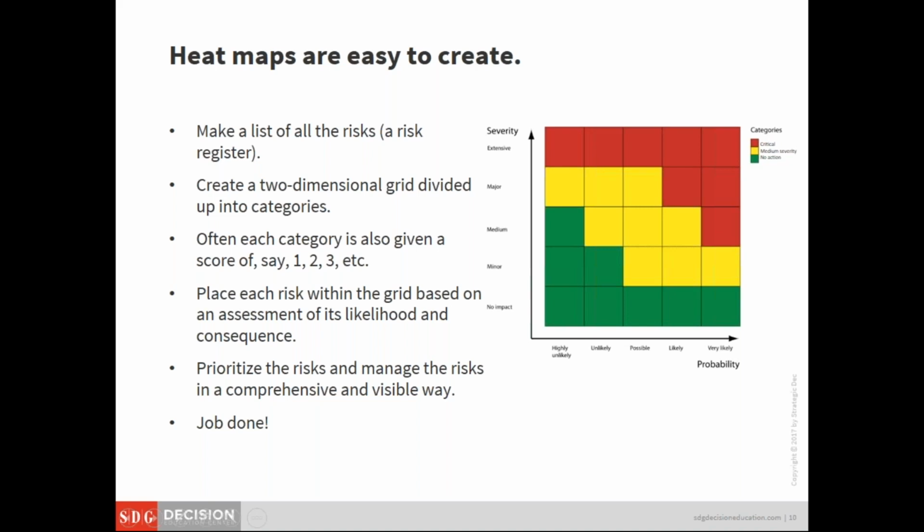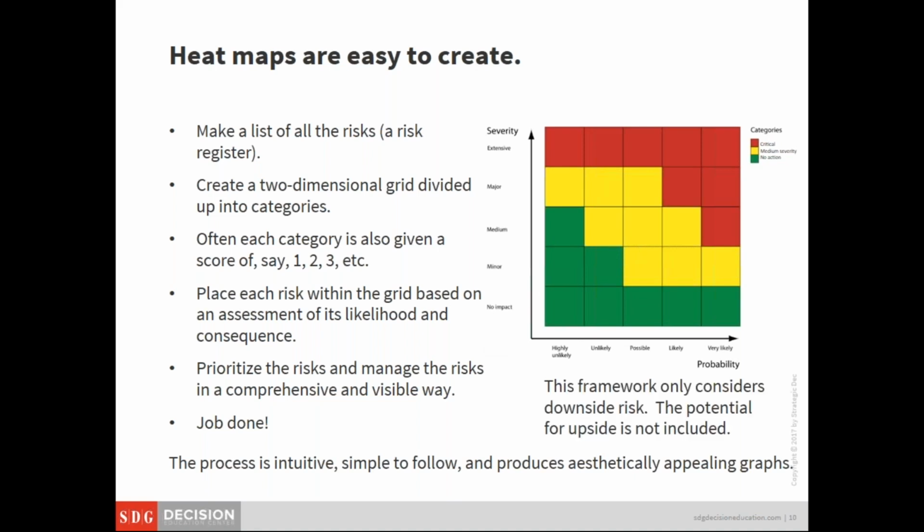We'd create this two-dimensional grid, divided up into categories. Often each category is given a score of 1, 2, 3, etc. And then we place each risk within this grid based on an assessment of its likelihood and consequence. Then we'd prioritize and manage the risks in a comprehensive and visible way. Okay, pretty straightforward. It's intuitive, easy to follow, and produces these charts, which I think people find appealing.